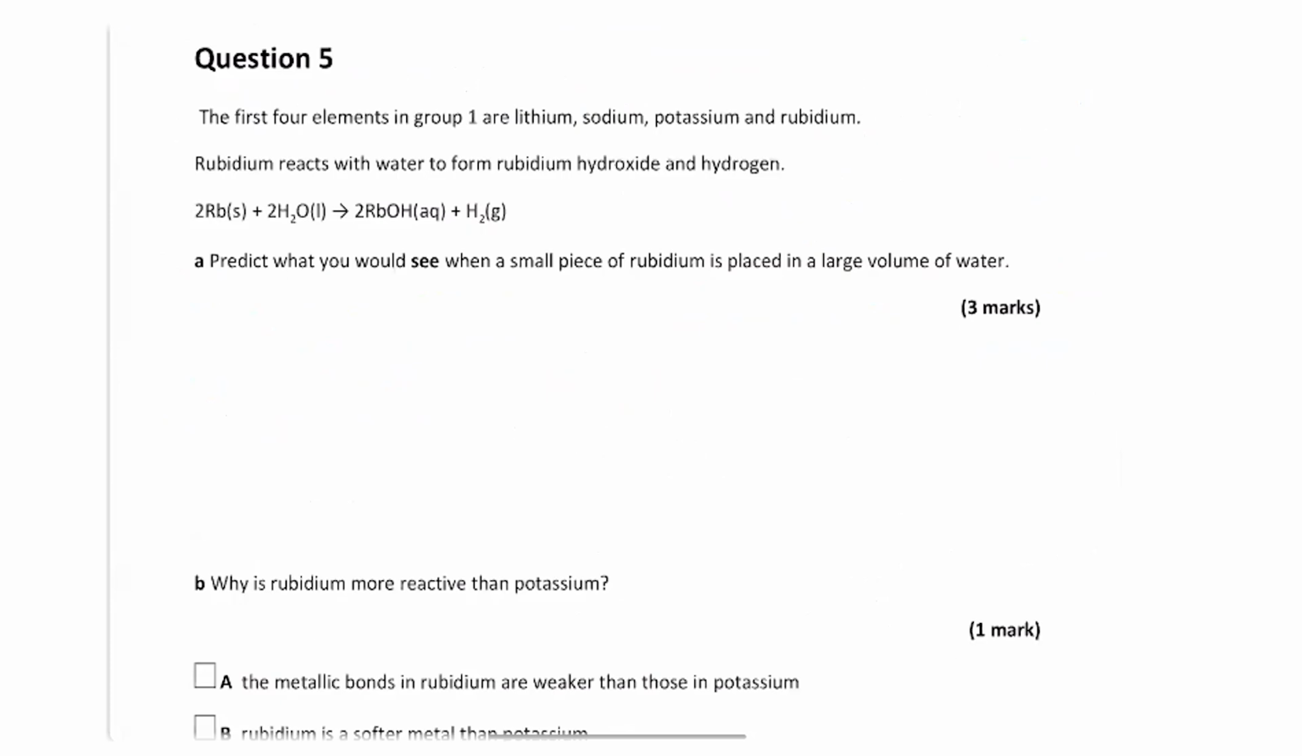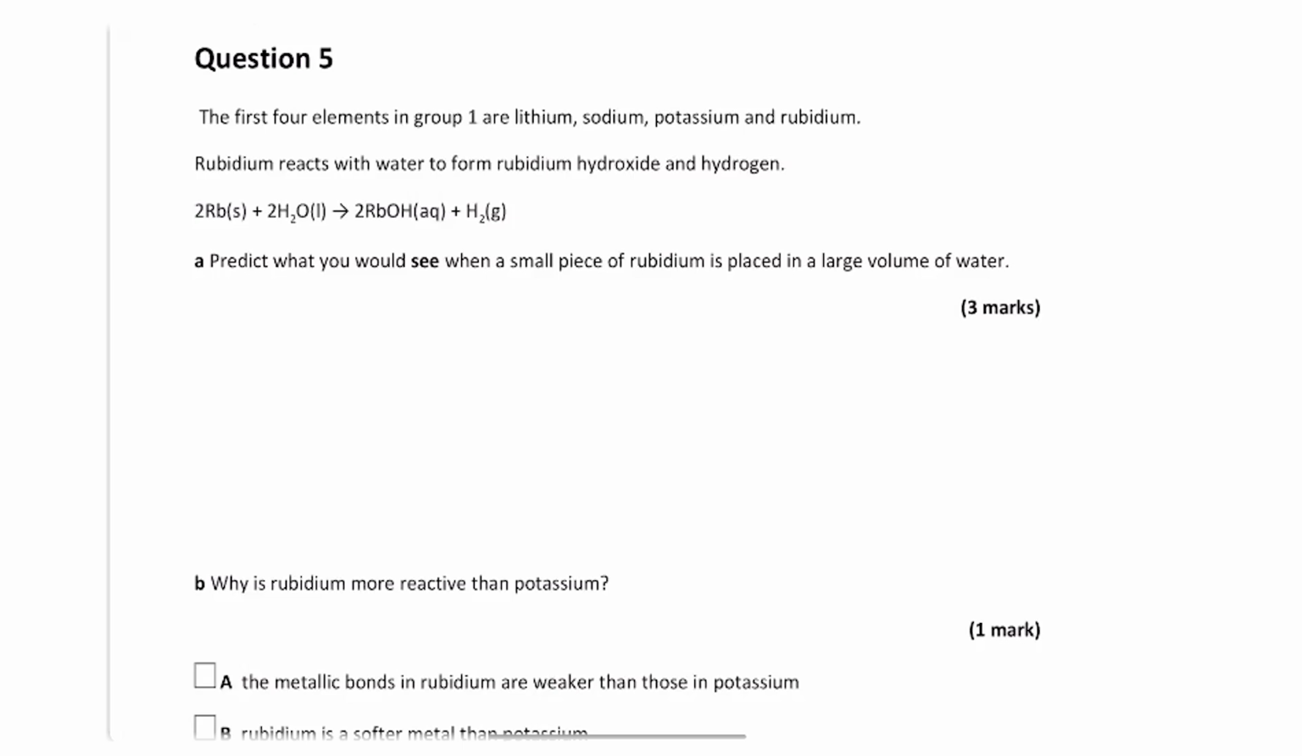Question 5. The first 4 elements in group 1 are lithium, sodium, potassium, and rubidium. Rubidium reacts with water to form rubidium hydroxide and hydrogen, and there is the equation. 2Rb (solid) plus 2H2O (liquid) turns into 2RbOH (aqueous) plus H2 (gas).